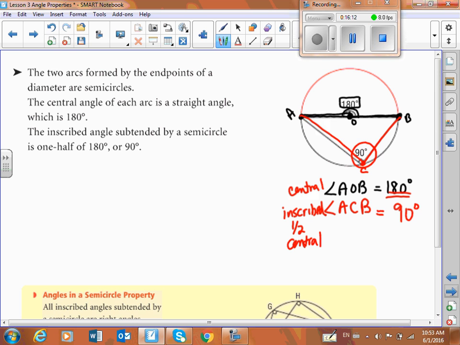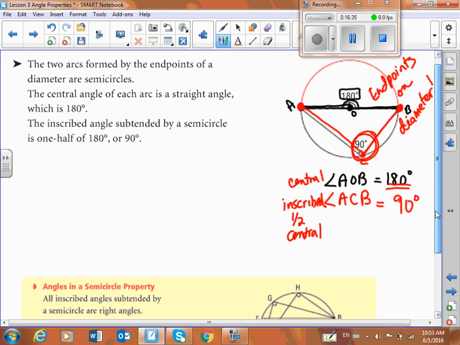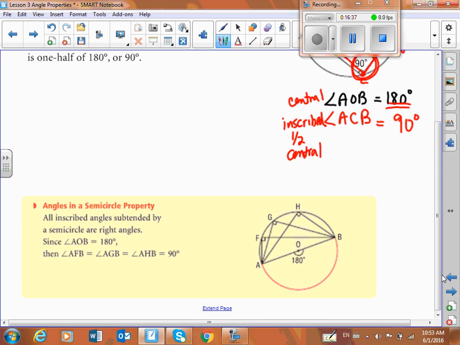Now, this specific inscribed angle has its endpoints on the diameter. Okay, so we have endpoints on the diameter, and any time we have an inscribed angle that has endpoints on the diameter, we will always know it measures 90 degrees. So here's the inscribed angles in a semicircle property. Okay, it's just what I said.